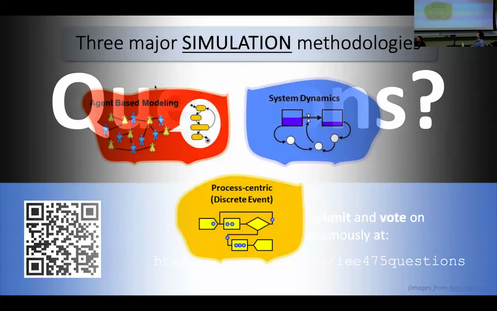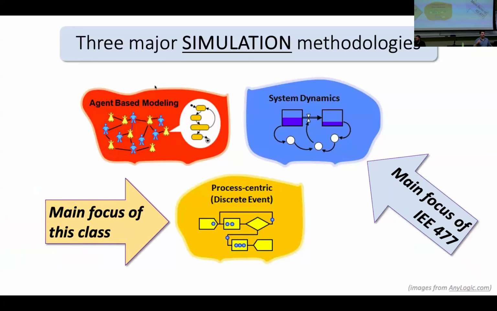Okay, all right. So simulation modeling. You can basically divide simulation up into three major categories. We focus primarily on this one in the top right, the bottom, discrete event system simulation. There is another course in IEE, 477, that some people take as an elective, and a lot of engineering management students take. They focus on system dynamics modeling. So that's also a very popular modeling framework.